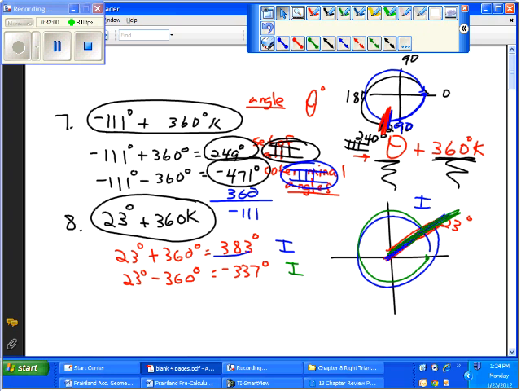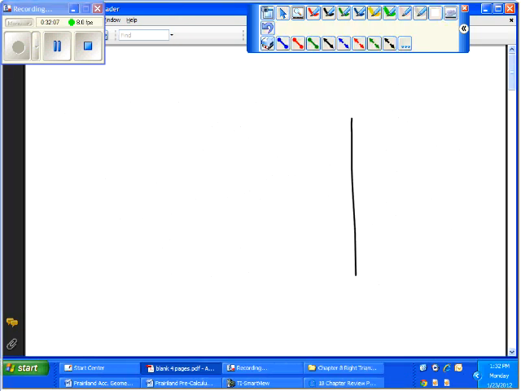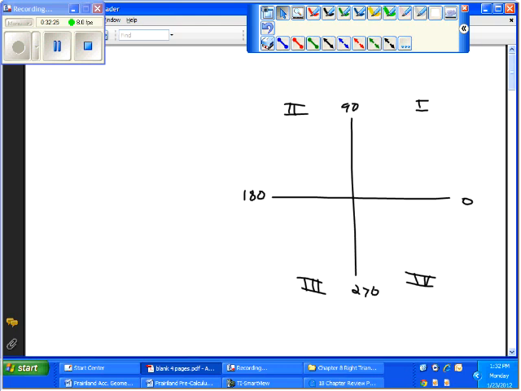Now we're going to take a look at those reference angles. Now, when we're talking about a reference angle, we kind of got to think about where we're going to end up. Remember, this is 0, and this is 90, and this is 180, and this is 270, and this is quadrant 1, quadrant 2, quadrant 3, quadrant 4. And if we say 410 degrees, we're going to think 410. That's all the way around.